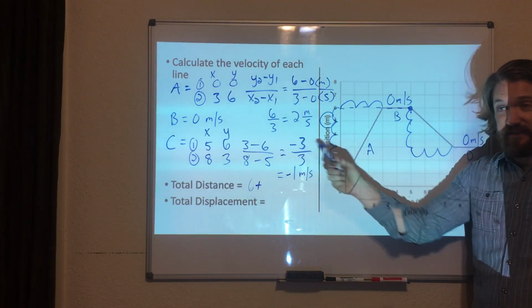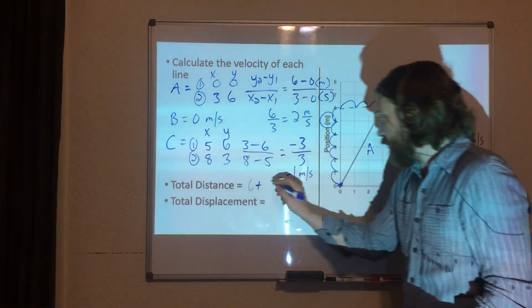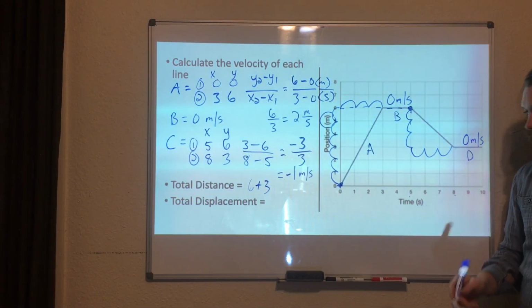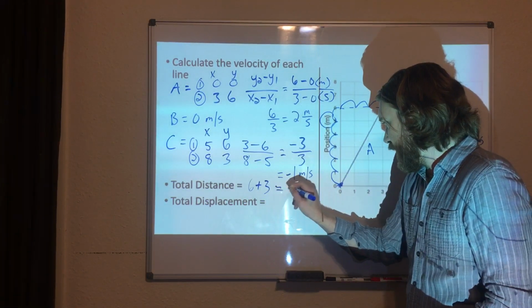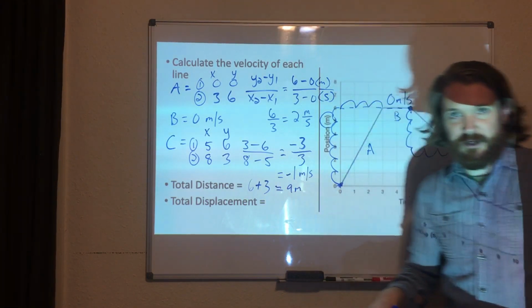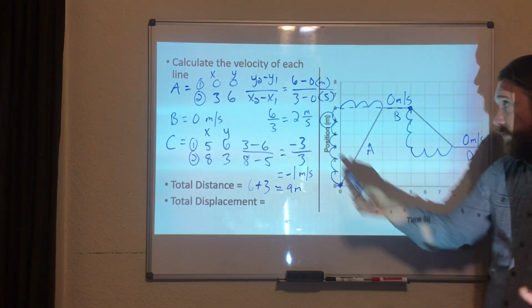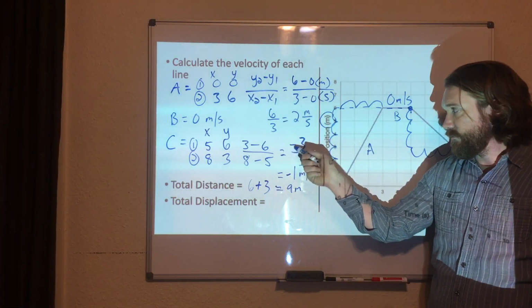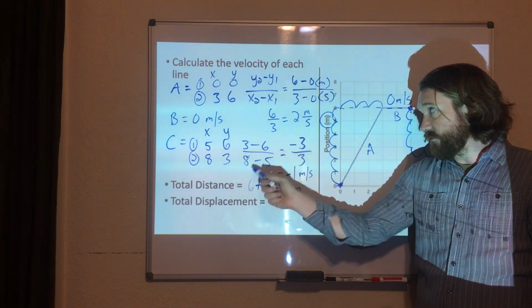6 to 3 is negative 3, but it's distance, so I don't care about negatives. And then my last line is 0. So my distance is 6 plus 3, which is 9 meters. I moved 9 meters total. I moved 6 meters here. I moved 3 meters here. Again, don't care about negatives.